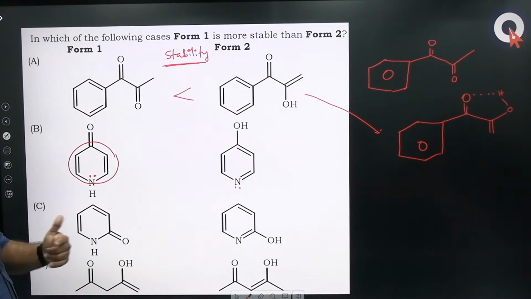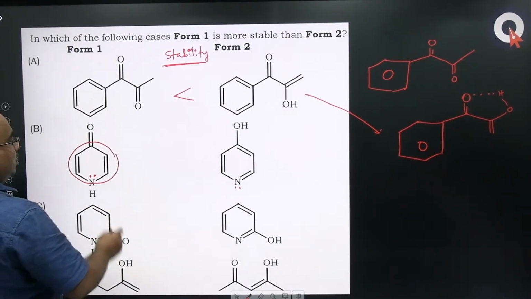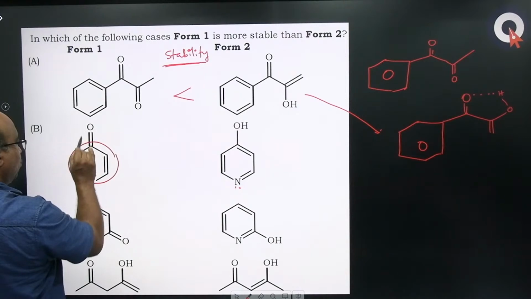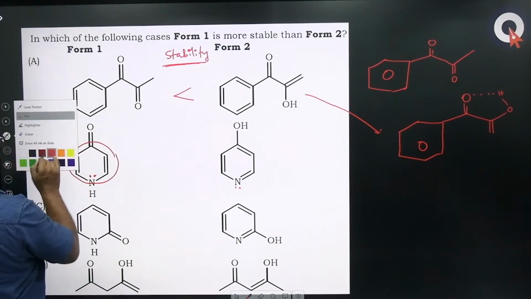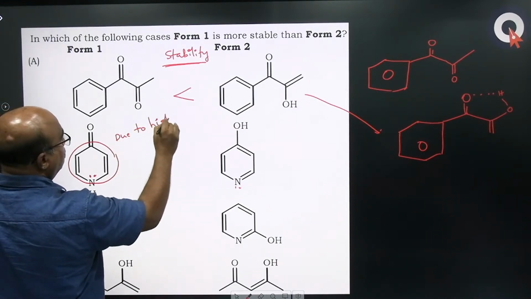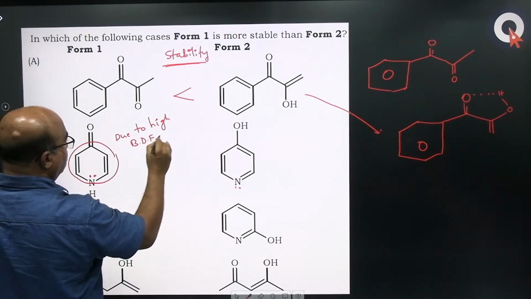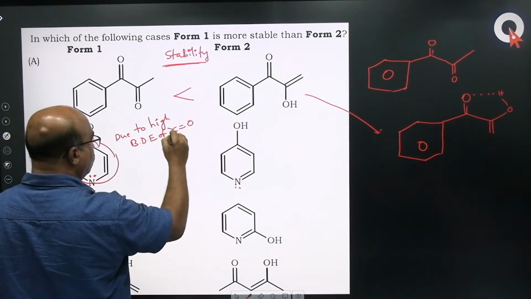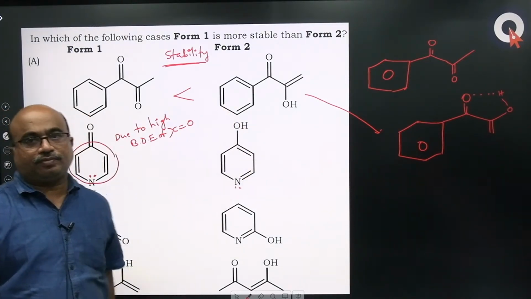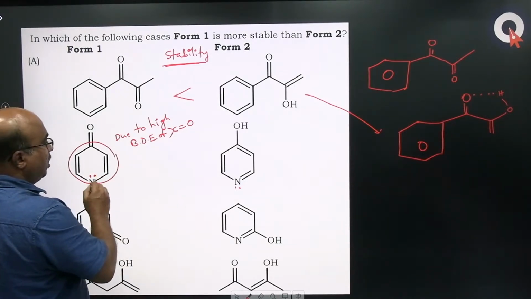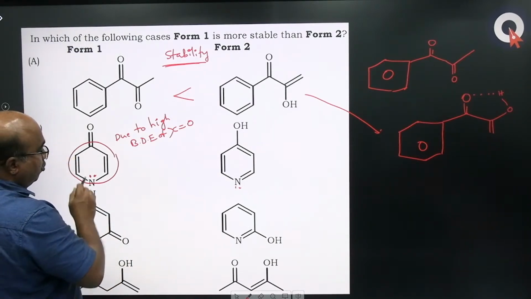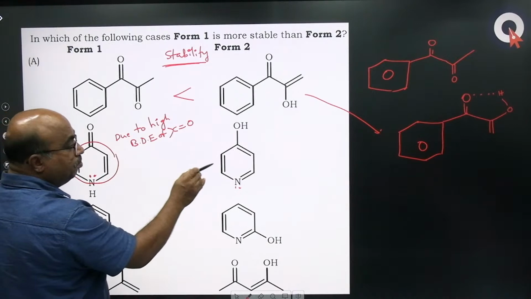But which form is generally more stable among these two? This form is more stable because it has the C double bonded O, which has high bond energy. So due to high bond dissociation energy, the C double bond O is stronger compared to C and O or OH. This form we call the pyridone structure. This is the pyridine structure. This pyridone structure is more stable than the pyridine structure.